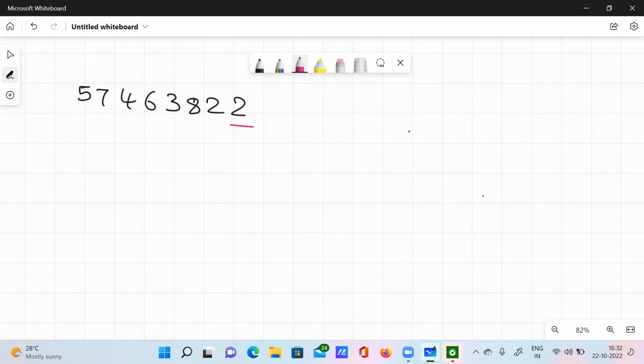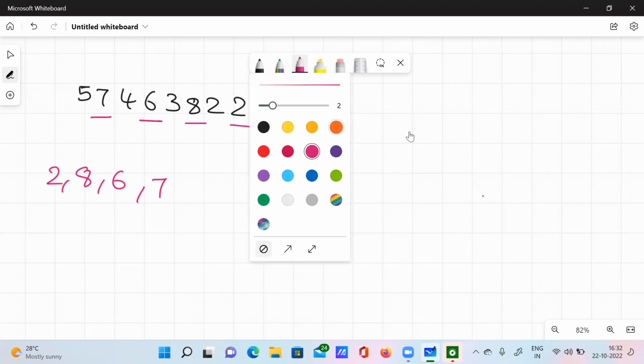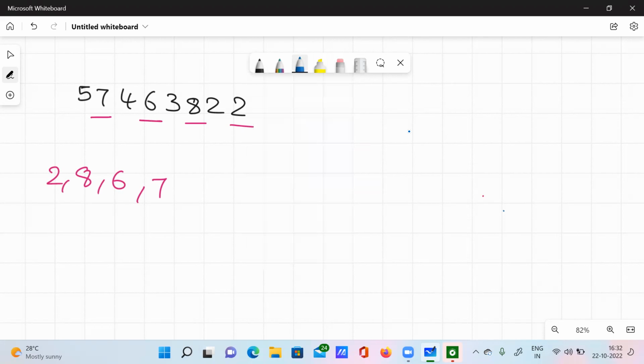2, and this is also the odd place, 8. This is also the odd place, 6. Odd place. Okay, and I need to write all the odd values here, that is 2, 8, 6, 7. And now I'll look for the even places, that is 2, 3, 4 and 5. Okay, so I'll write here 2, 3, 4 and 5.